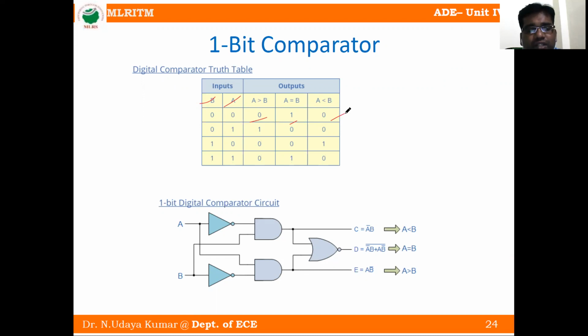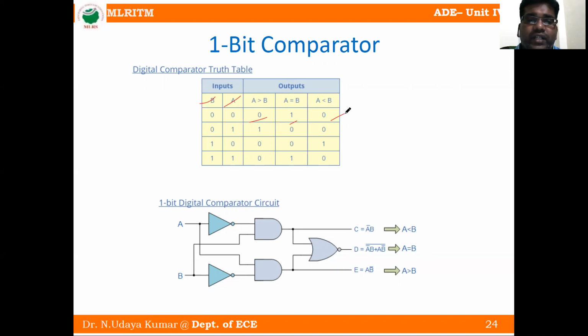Understood this one? I repeat, listen carefully. For A greater than B, A is 0 and B is 0, so this case is false. That means it is 0. A equal to B is true, that means 1. A less than B is false, so it is 0. Then we will see the second input, that is 0 1.